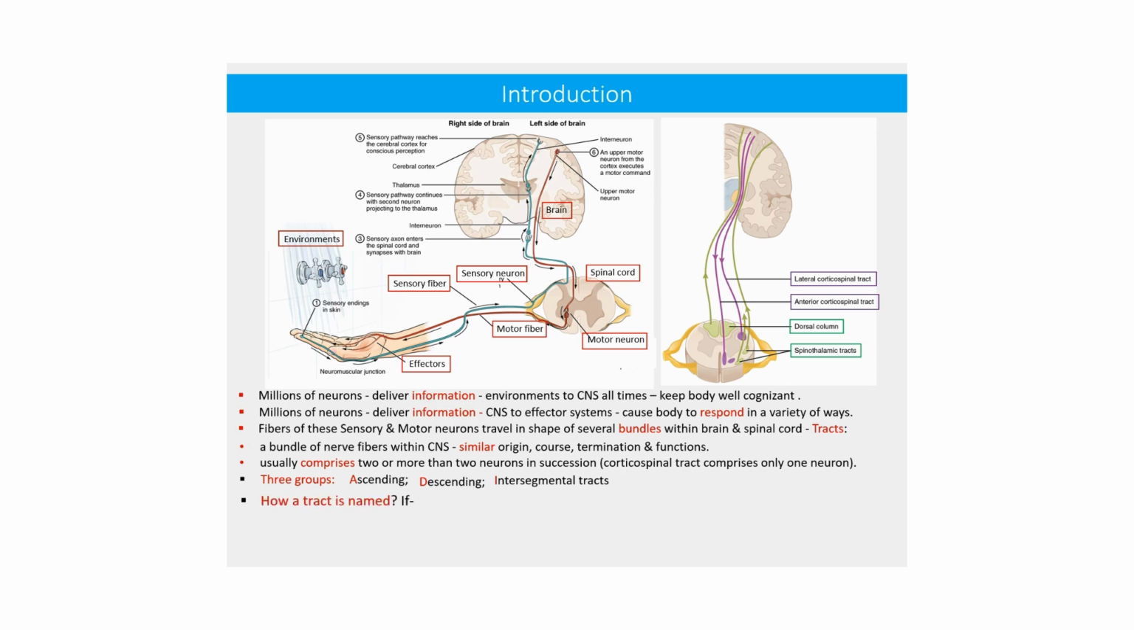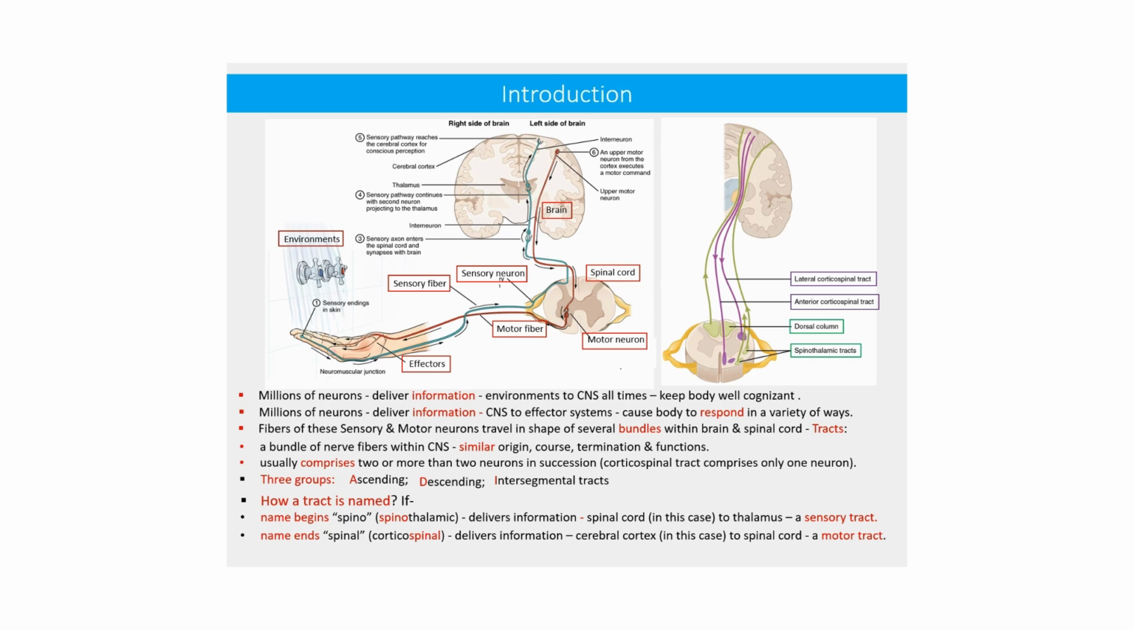Now let us discuss how to name a tract. If name of a tract begins spino, such as spinothalamic tract, it delivers information from spinal cord to thalamus, hence is a sensory tract. If name ends as spinal, such as corticospinal tract, which delivers information from cerebral cortex to the spinal cord, hence is a motor tract.